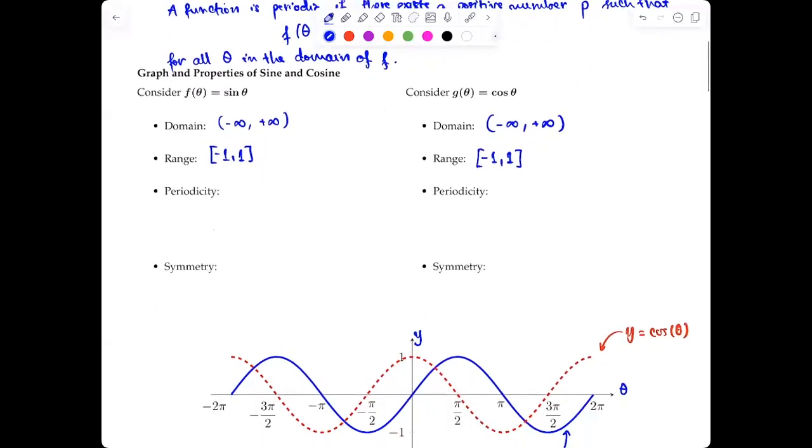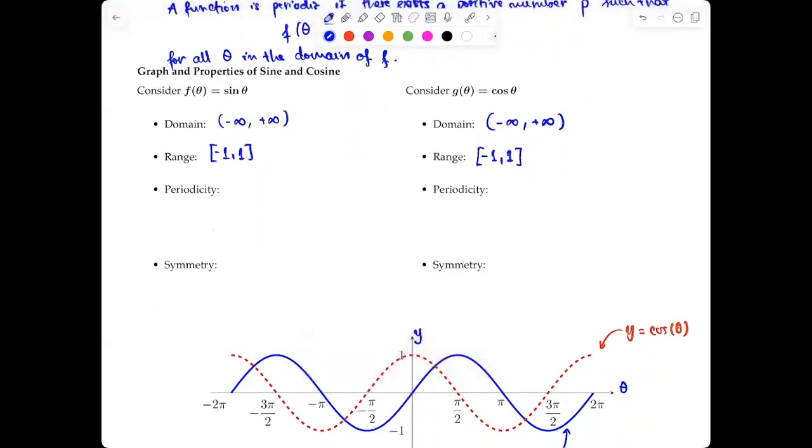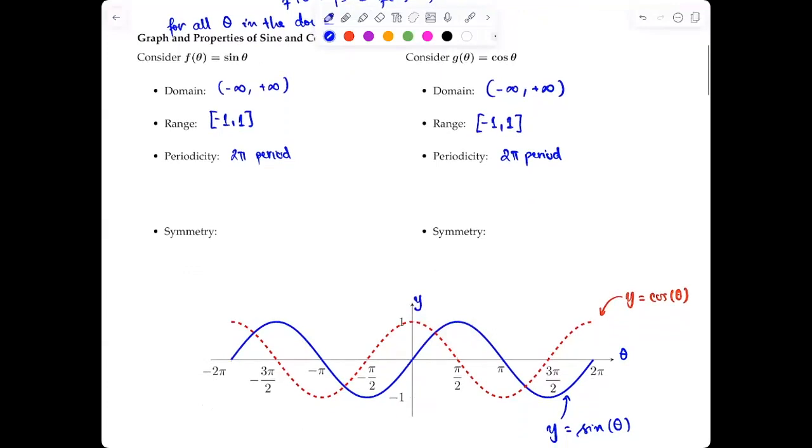Periodicity. For sine and cosine functions, it should be a 2 pi period. So algebraically, this is what you can write: sine of theta plus 2 pi equals sine of theta, and cosine of theta plus 2 pi equals cosine of theta.